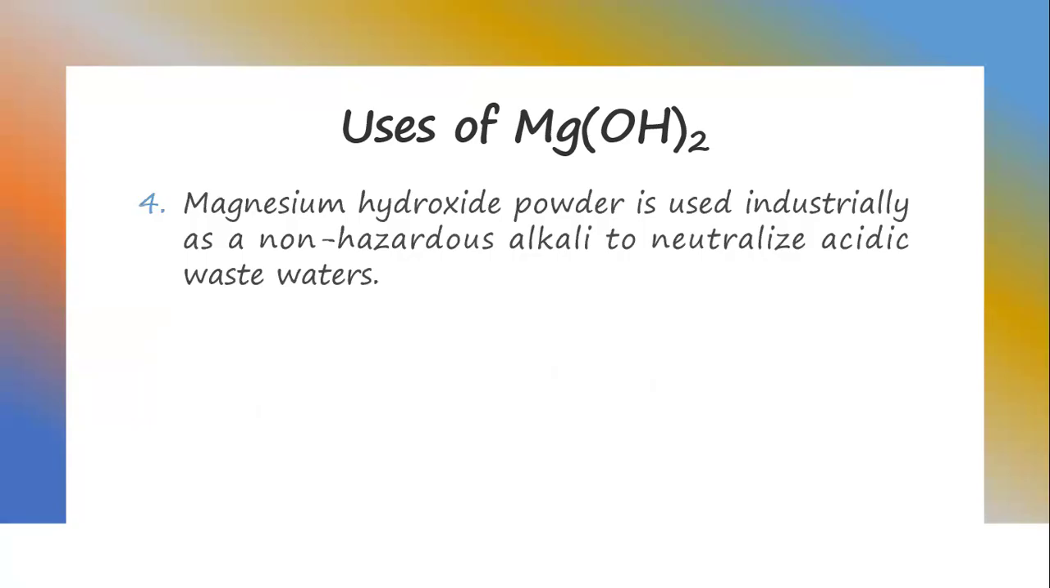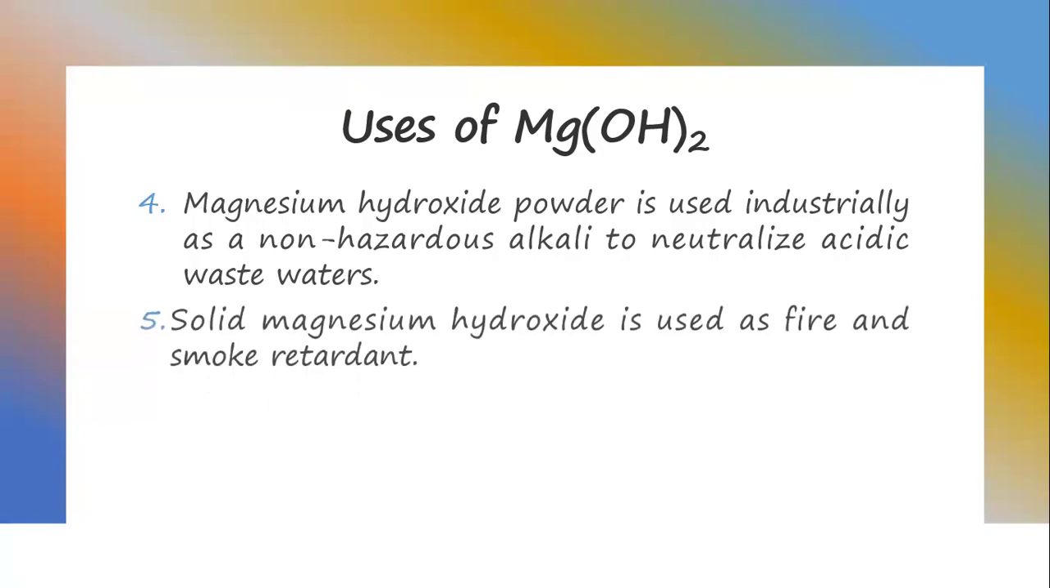The other use: magnesium hydroxide powder is used industrially as a non-hazardous alkali to neutralize acidic waste waters. And the other one is that solid magnesium hydroxide is used as a fire and smoke retardant.